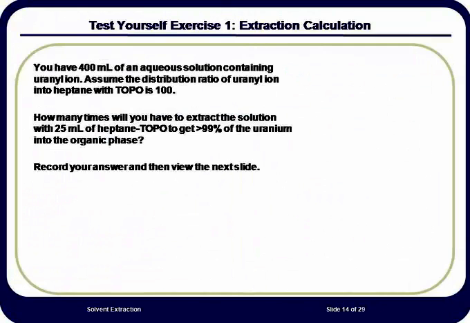Using the equation from the previous slide, calculate N, the number of extractions required to achieve an extraction of uranium into the heptane phase equivalent to 99%. Hint: remember to convert percentage to a fraction.